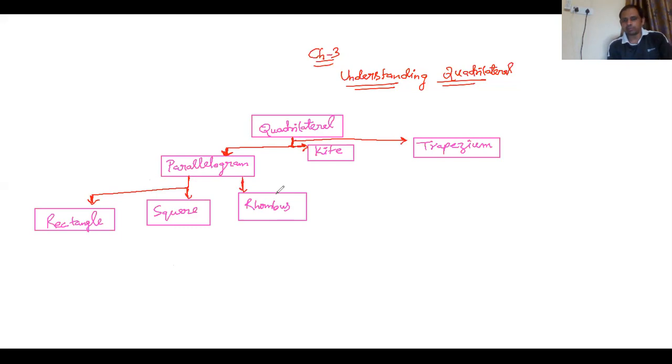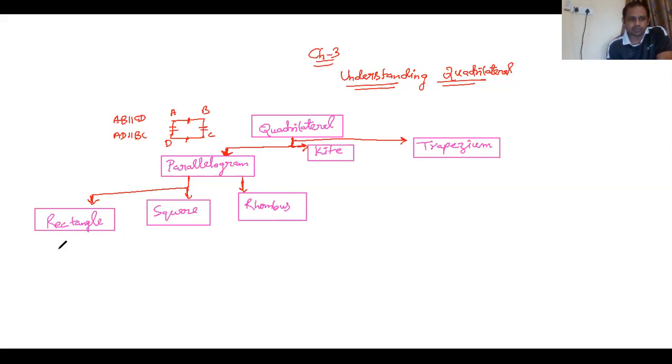Let us look one by one at all these types. Parallelogram. If we draw a parallelogram, the figure will look like this. Opposite sides are equal and parallel. A, B, C, D, in which this side equals this side and this side equals this side. AB is parallel to CD, and AD is parallel to BC. That means if in a quadrilateral opposite sides are equal and parallel, then it is said to be a parallelogram.